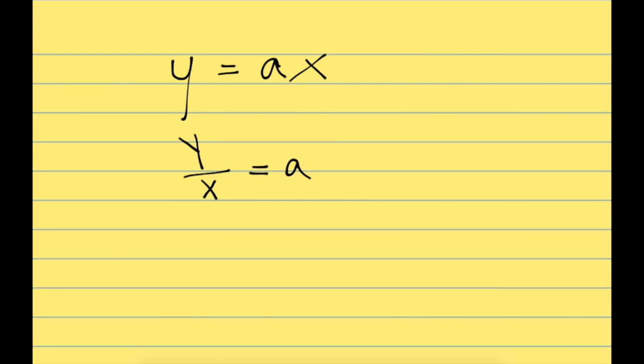Now notice this looks just like a linear equation except the y-intercept is 0 because there's no constant term over here. And that constant of variation doubles as the slope. So to see if an equation can be modeled with direct variation, we want to rewrite it in that form.